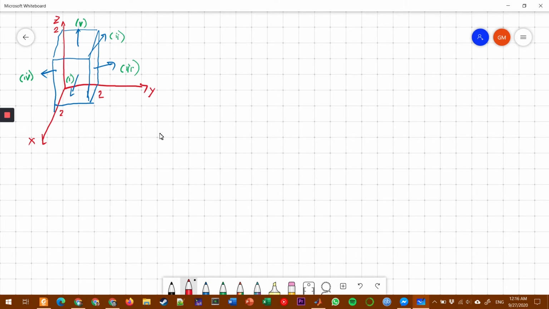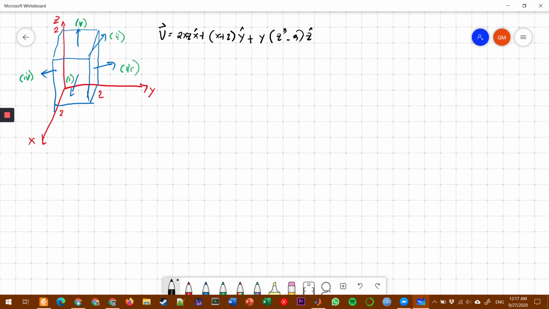Okay, so this is our problem, by the way. I drew it there. And then we are given a vector function of this form: 2xz x hat plus (x plus 2) y hat plus (y z cube minus 3) z hat.